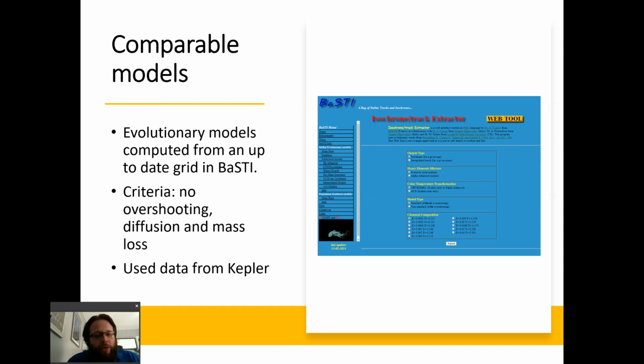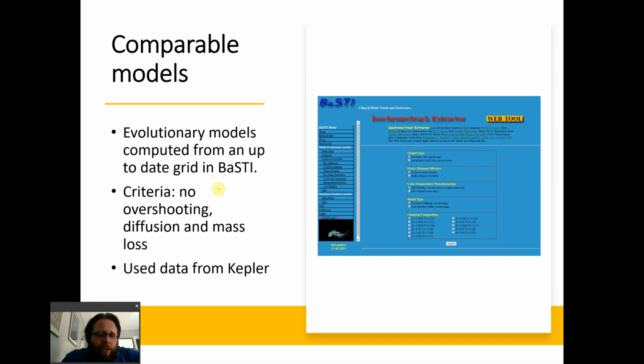And I use the data from the Kepler telescope, which was launched in around 2004, and that's collected an awful lot of data on evolutionary models of stars, so that is used as my comparative point because the sample size of the data was very, very large. When you're selecting the data for the comparable for the evolutionary models, there's a few factors you've got to select, and I selected no overshooting, no diffusion, and no mass loss.